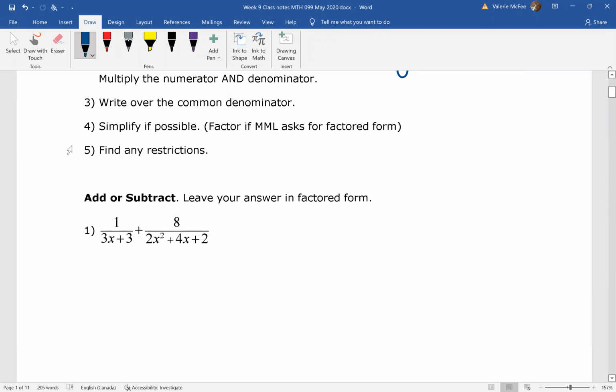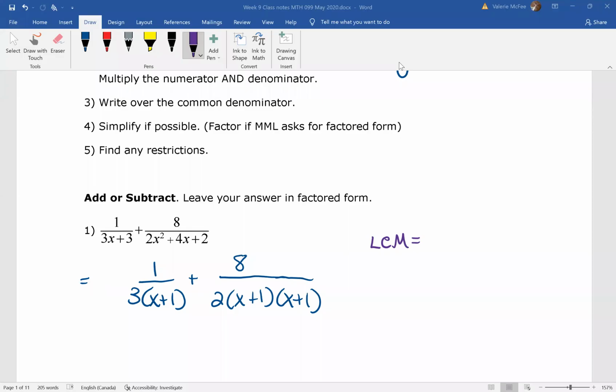Okay, so step one is to find the lowest common multiple of the denominators. That means we need to factor the denominators. We've factored the denominators, and we see our first expression needs 3 times x plus 1. We also need a 2, so I'm going to write that up here with my 3. We have one factor of x plus 1. We need 2 factors of x plus 1. So there's our lowest common multiple of the denominators: 6 times x plus 1 all squared.